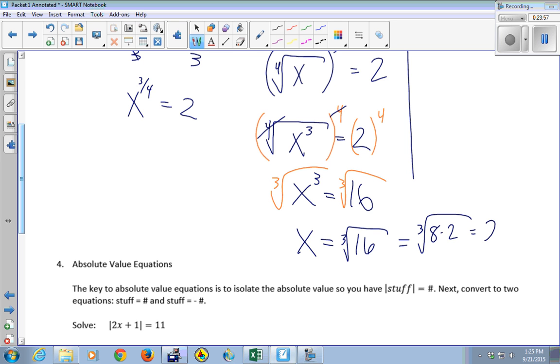Cube root of 8 is 2. And then you still have a 2 under the cube root. 2 cube roots of 2. You can also just circle cube root of 16. That's fine with me too.